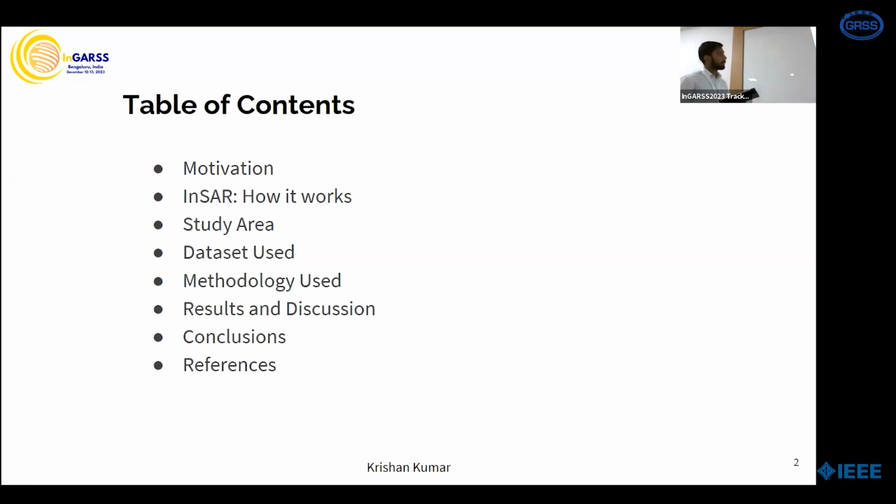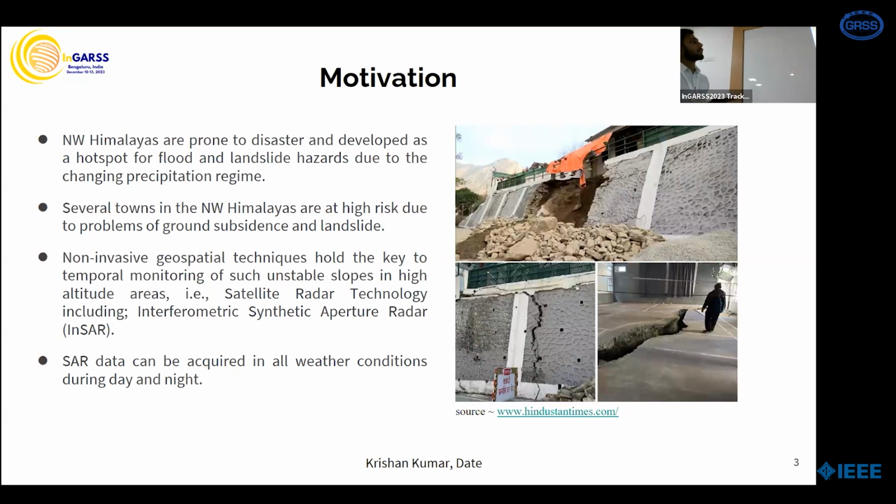So next, for the motivation, as we can say, the Northwest Himalayas are prone to disaster and have developed as a hotspot for flood and landslide hazard due to the changing precipitation regime. In the last year, 2023, we had a high precipitation anomaly in the Himalayas. So we have seen several landslide events on the Shimla and Manali side, and the whole Northwest Himalaya is prone to disaster.